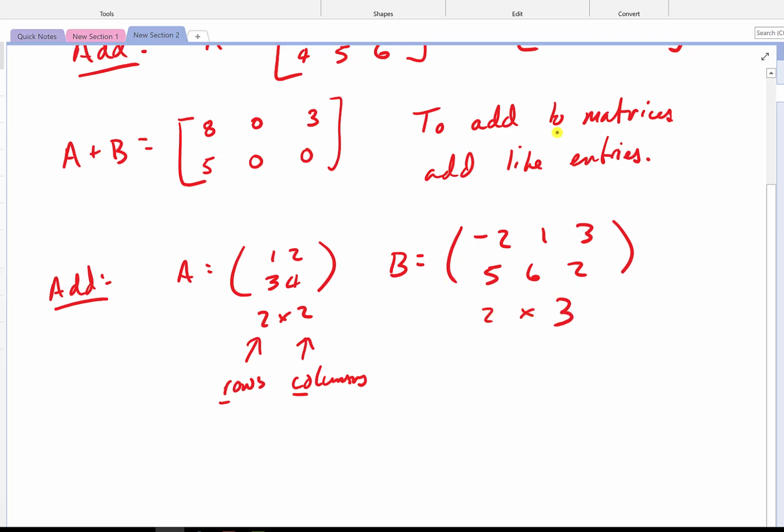Well, if the rule for adding two matrices together is to add like entries, you'll see that these two matrices cannot be added together. How come? Because they have different dimensions. So in fact, you can only add together matrices of the same dimension.